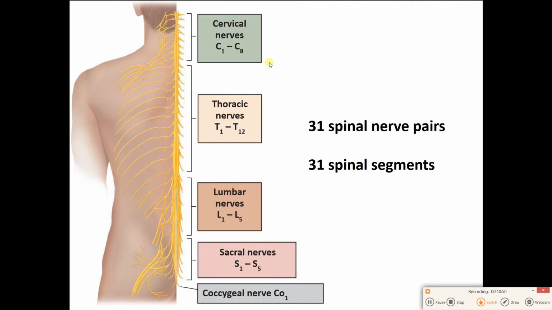Now you have 7 cervical vertebrae, but 8 nerves. That's because there's a nerve sneaking out both above and below C1. Okay. All right.